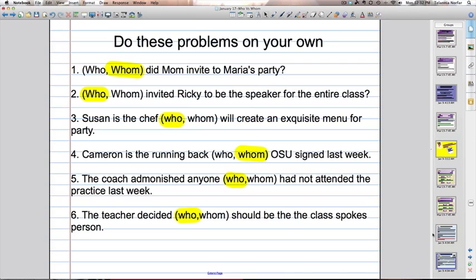Whom did Mom invite to Maria's party? Who invited Ricky to be the speaker for the entire class? Susan is the chef who will create an exquisite menu for the party. Cameron is the running back whom OSU signed last week. The coach admonished anyone who had not attended the practice last week. The teacher decided who should be the class spokesperson. Not a bad job if you got all those right.